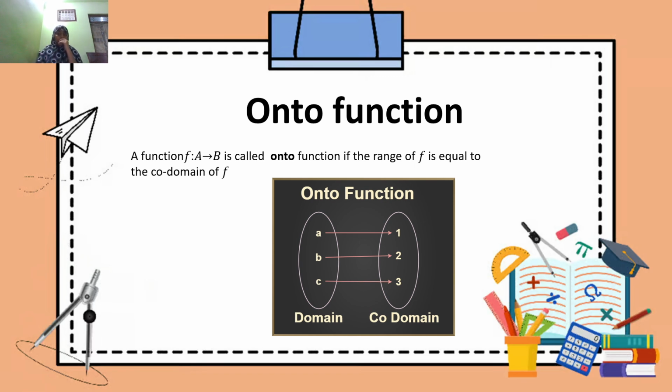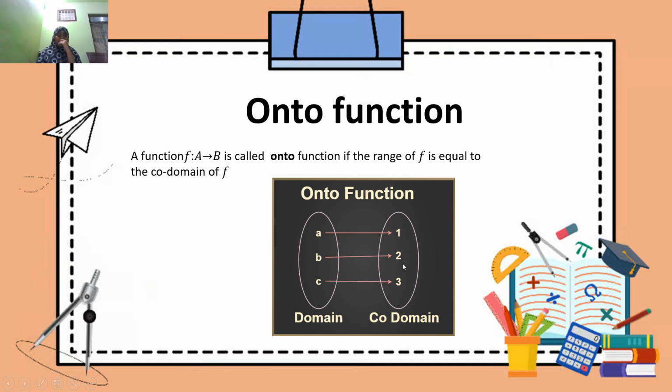So what is an onto function? If my range is equal to codomain, I will call that an onto function. So here you see an example. My codomain is what? 1, 2, 3. What is my range here? A is mapped to 1, so 1 is also an image, 2 is an image, 3 is an image. So here the range set and the codomain set are the same.